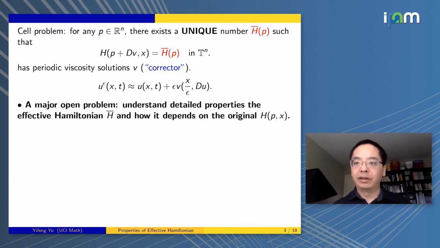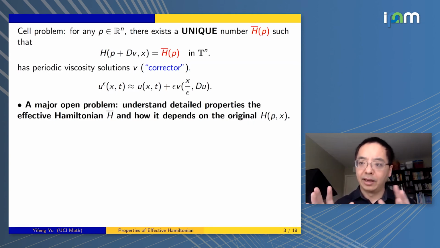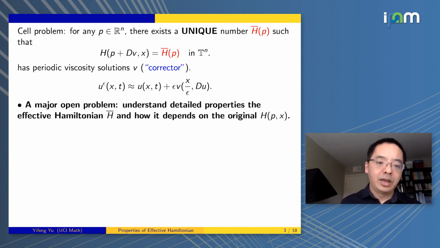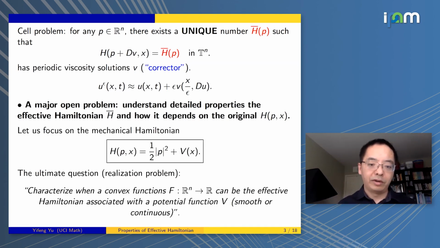There are multiple reasons that we want to do that, which I will explain later. One is just curiosity; we want to understand it. Another reason is that sometimes there's physical relevance, and people want to derive more information. We'll focus on the mechanical Hamiltonian, which is interesting enough and also challenging enough.